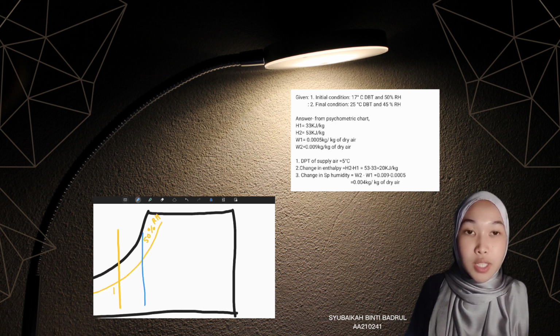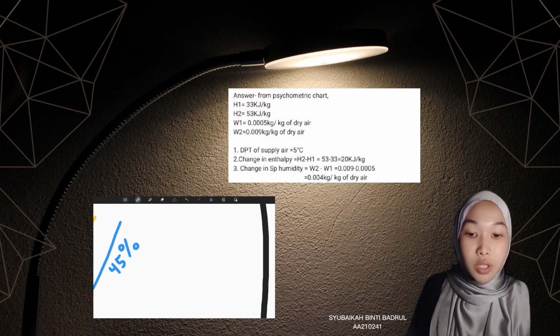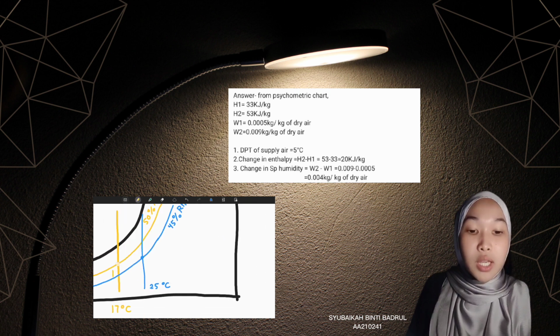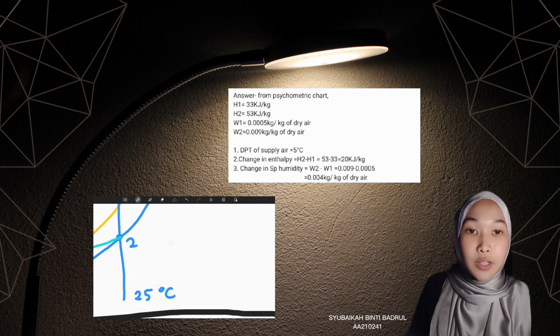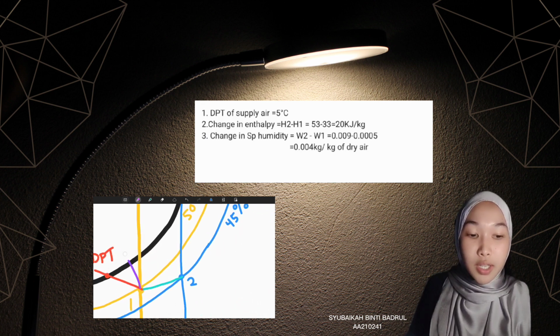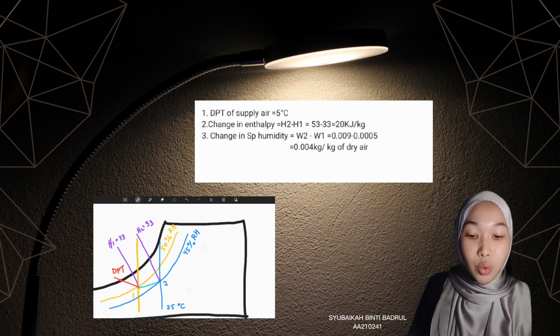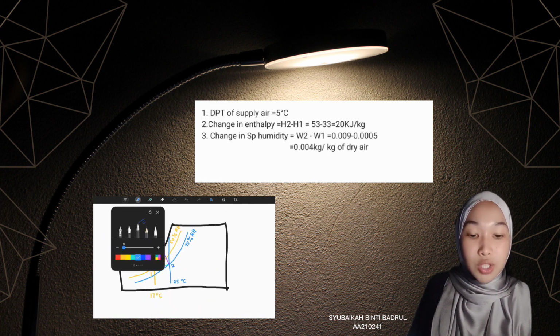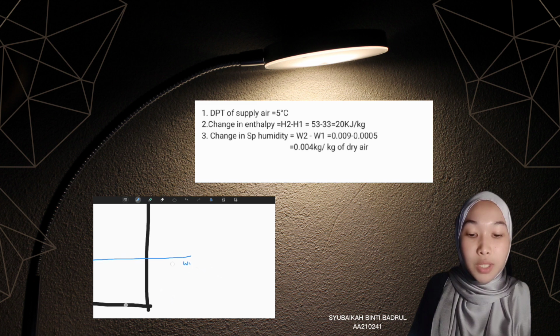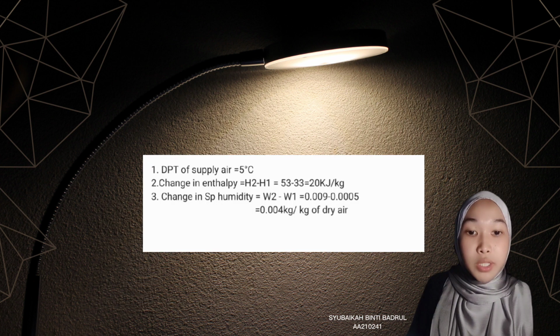Now, we have process 1 to 2. First, we have to find out dew point temperature of supply air. So at point 1, dew point temperature is 5 degrees Celsius. Next, we want to find out change in enthalpy during the process. So, enthalpy at point 2, which is H2, is 53 kJ per kg, and enthalpy at H1 is 33 kJ per kg. From the difference of enthalpy, we got change in enthalpy of the process 1 to 2.